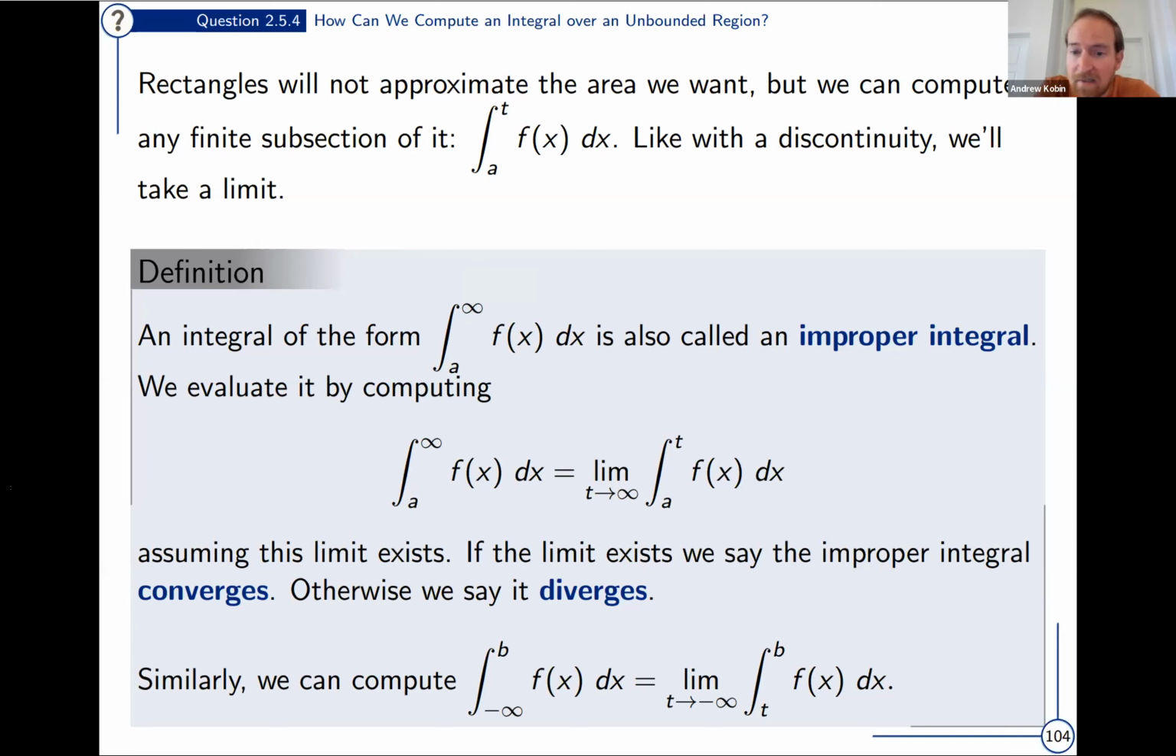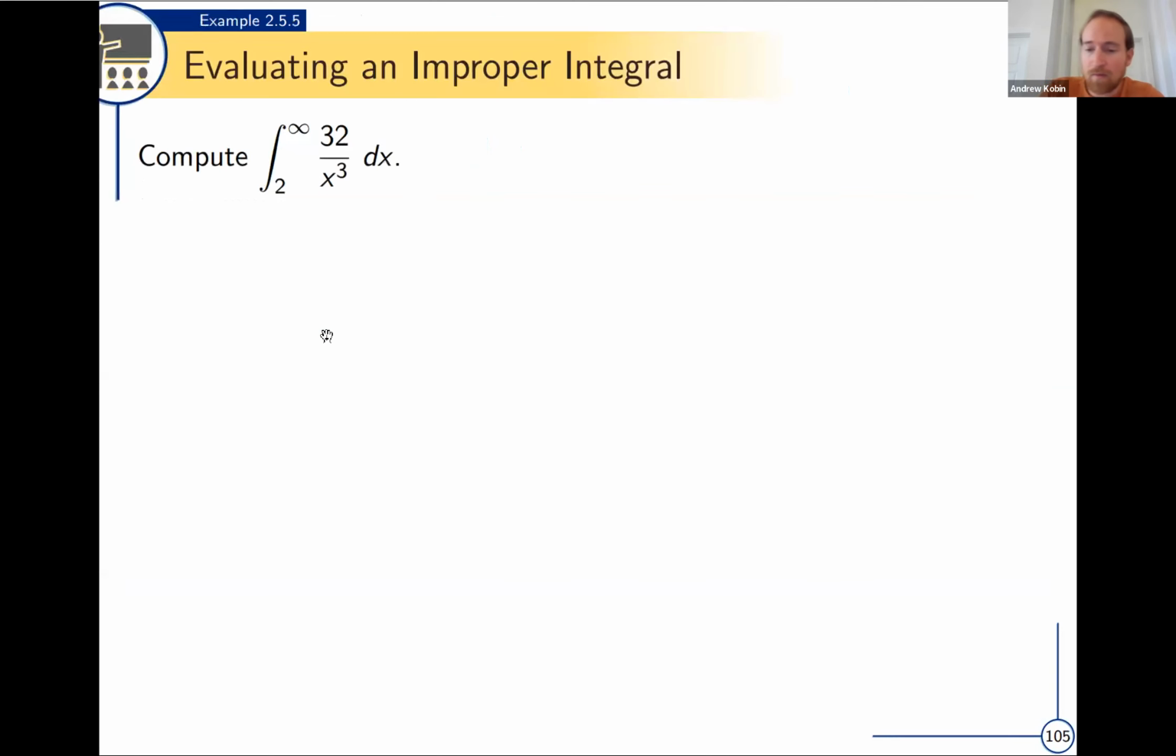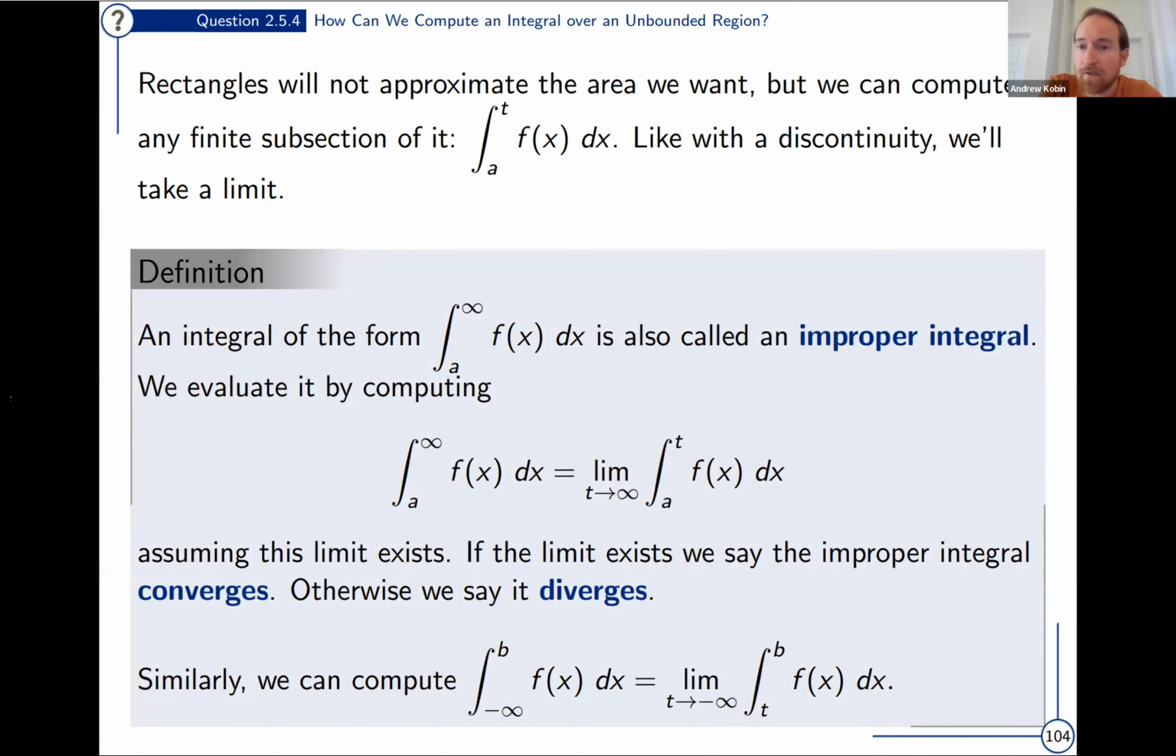If this limit does not exist, then we'll say that the original improper integral, this symbol here, has no value or diverges. So the same language applies for any limit process like this. If the value exists, then that symbol converges and has that value. Otherwise, we say it diverges.